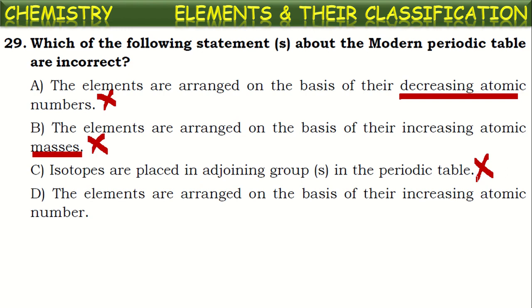Next, the elements are arranged on the basis of their increasing atomic number. Yes, this is the only statement which is correct here. Elements are arranged in the increasing order of their atomic numbers. So the remaining three are incorrect statements. They're asking to find the incorrect statements here. So A, B, C is the correct answer here. Isn't it? Right, next one.